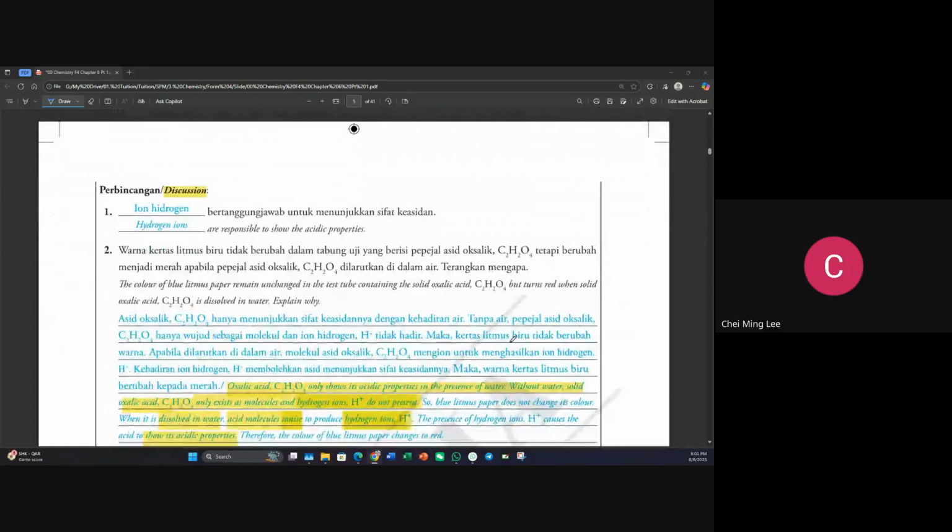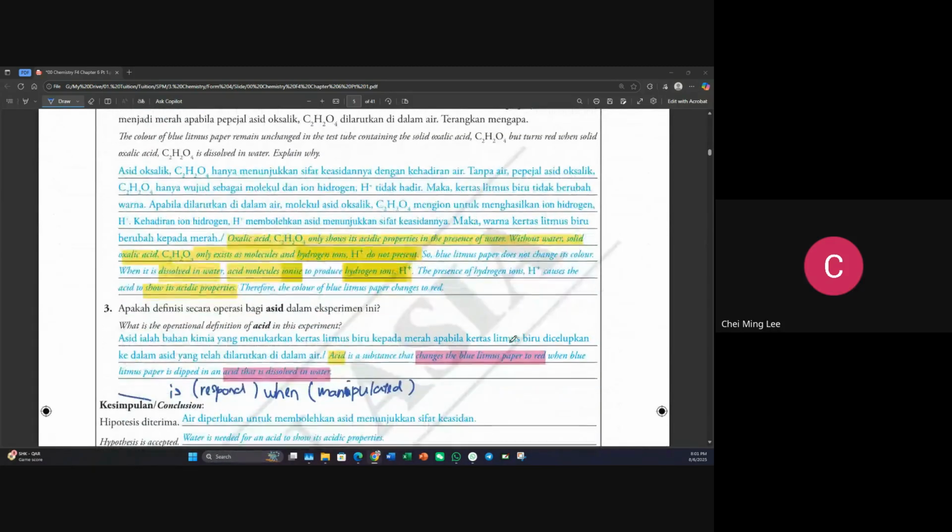So the main idea is that oxalic acid only shows the acidic property in the presence of water. Without water, solid oxalic acid only exists as a molecule and hydrogen ions are not present. Okay, so blue litmus paper does not change color. But when it's dissolved in water, the acid molecule will ionize to produce hydrogen ions. With the presence of hydrogen ions, the acid shows the acidic property. That's why the color of blue litmus paper changed to red.